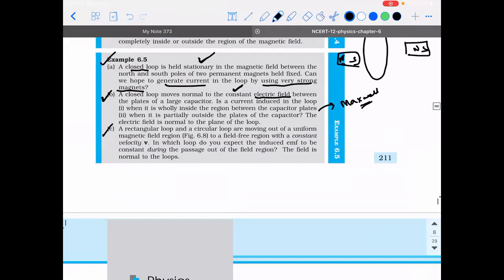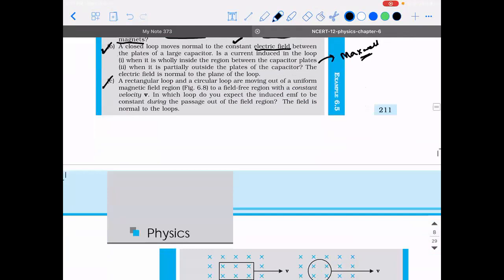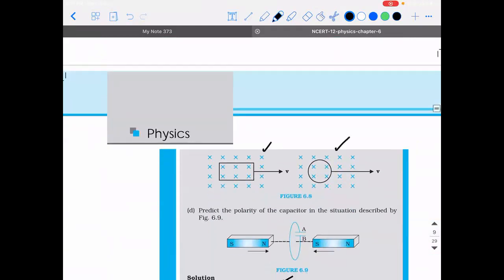Third, there is a rectangular loop and a circular loop moving out of a uniform magnetic field region to a field-free region with a constant velocity v. In which loop do you expect the induced EMF to be constant during the passage out of the field? First of all, tell me, will there be an EMF induced in both the cases? Yes, sir. Because when the coils are moving out, there is a change in flux. The change in flux is due to which parameter? Magnetic field, area, or orientation? Sir, area. Very good. That is what I was expecting.